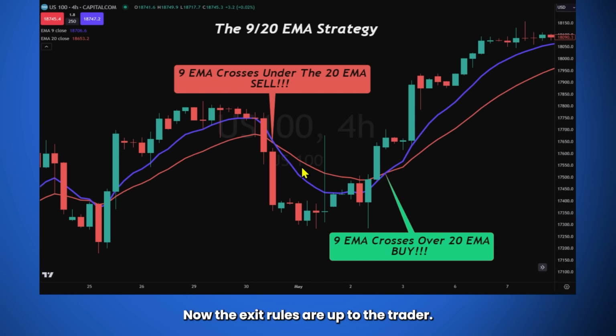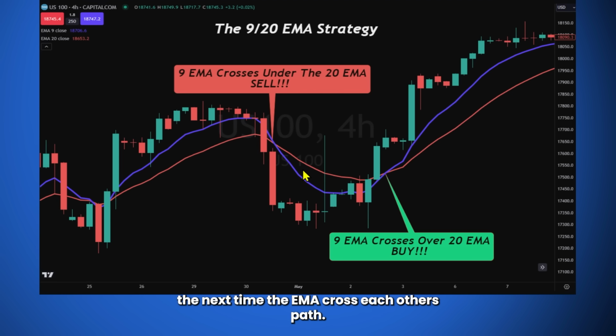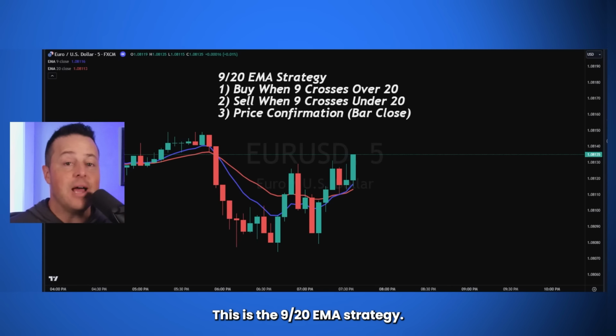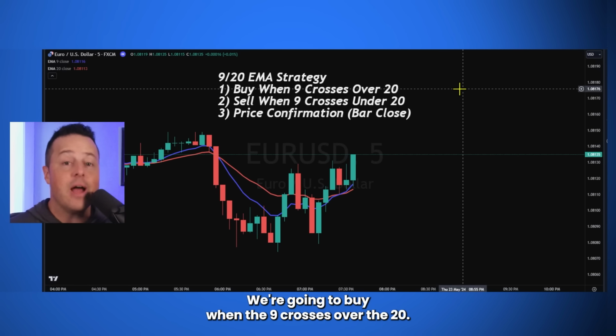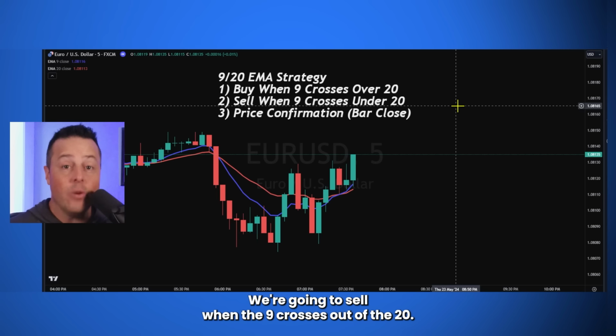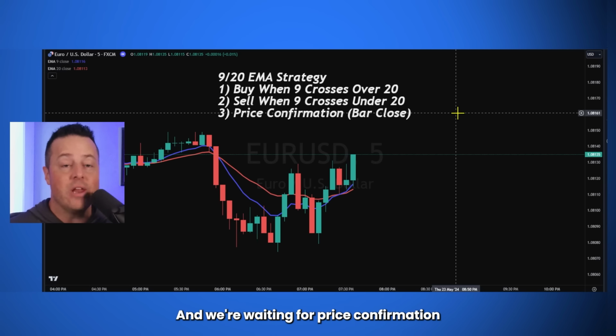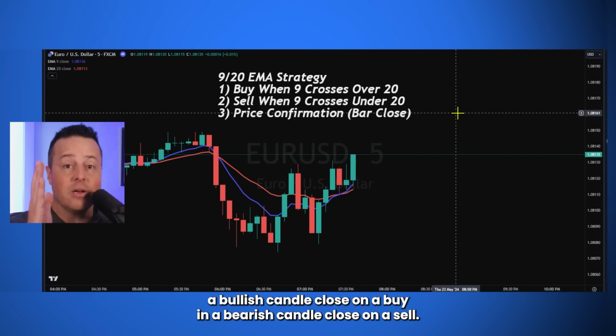Now, the exit rules are up to the trader. You may use a fixed profit target or exit the next time the EMAs cross each other's path. The choice is yours. All right, let's trade it. This is the 9/20 EMA strategy, very simple to execute. We're going to buy when the 9 crosses over the 20. We're going to sell when the 9 crosses under the 20, and we're waiting for price confirmation: a bullish candle close on a buy and a bearish candle close on a sell.